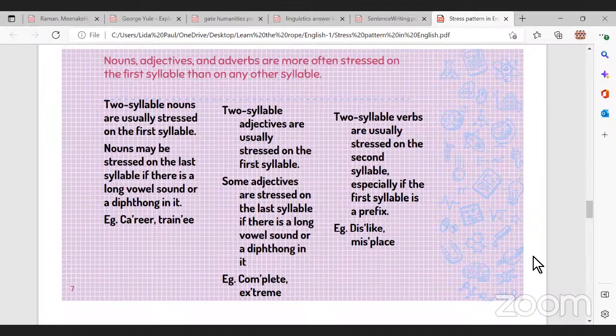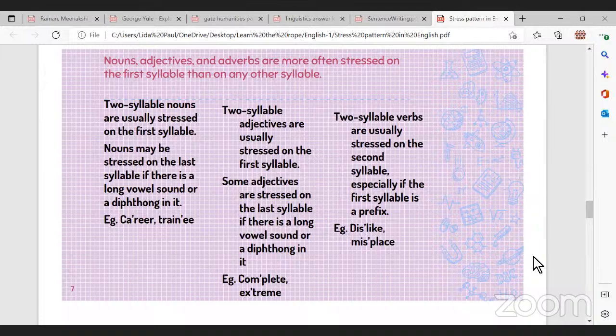And the same rule applies even to adjectives. If there is a long vowel or a diphthong at the end of the word, then the stress shifts to that. Otherwise, most of the time it's on the first syllable. Okay, so example is complete, extreme, right? So in both the words, the last 2 vowels are longer. Stress shifts onto the syllable with that particular vowel, the long vowel. Okay, fleet and tree, both of them take the stress instead of the first.